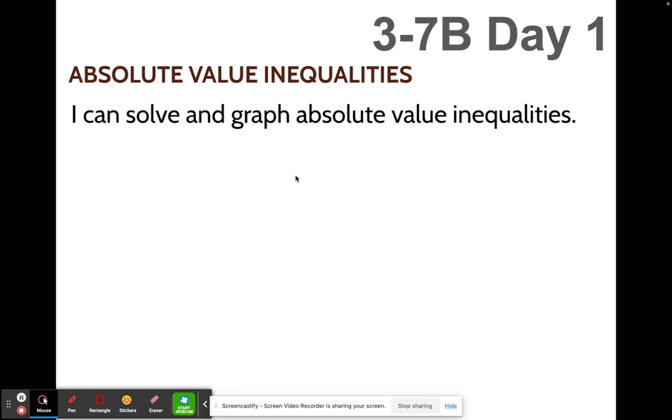Absolute value inequalities can get very confusing. I will be perfectly honest with you. We've practiced with our equations, and remember we set up two equations, one with our positive solution, one with our negative. The inequality is very similar, but they do get confusing.